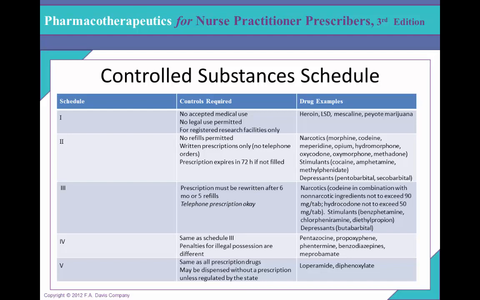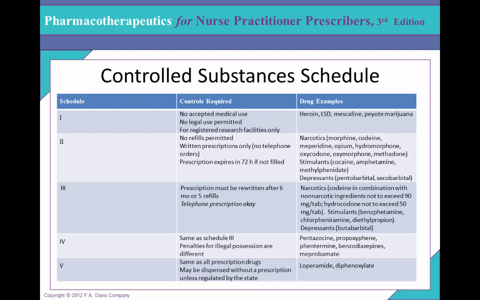Nowadays, we know that marijuana is being used as a form of Marinol for wasting syndromes. It is not legally used as permitted, and it's for registered research facilities only. Schedule 2 is no refills are permitted, written prescriptions only, no telephone orders are authorized, for example, or the narcotics and antidepressants or stimulants. Prescription expires in 72 hours if it's not filled.